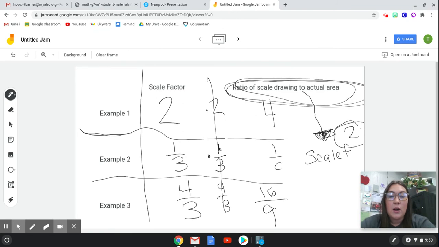So when you have a scale factor and they ask you, well, what's going to be the ratio of the area of the scale drawing to the actual area, you're just going to square your scale factor and then you have your answer. So keep that in mind as you're working through the problems.